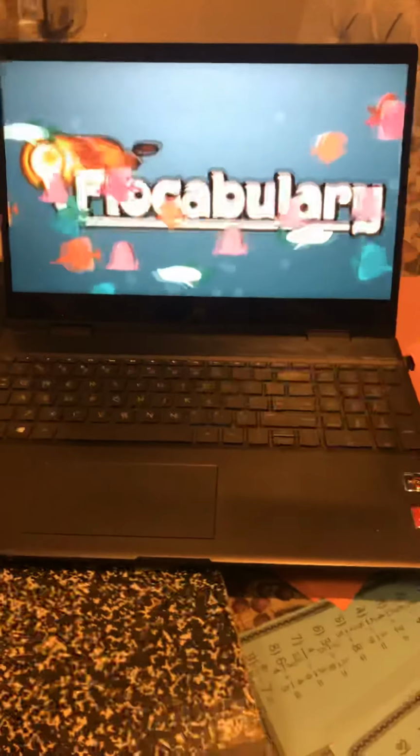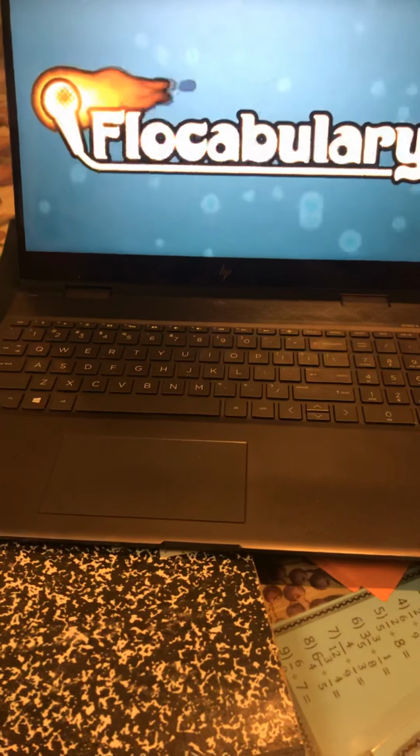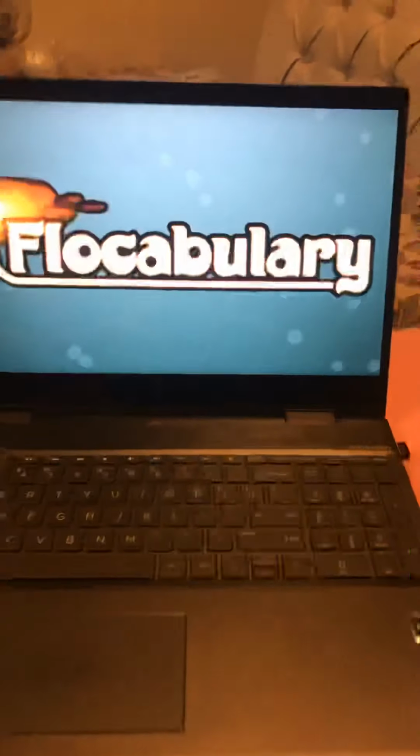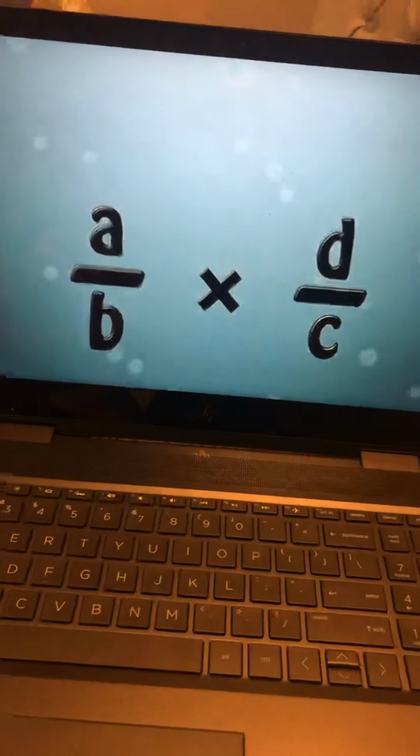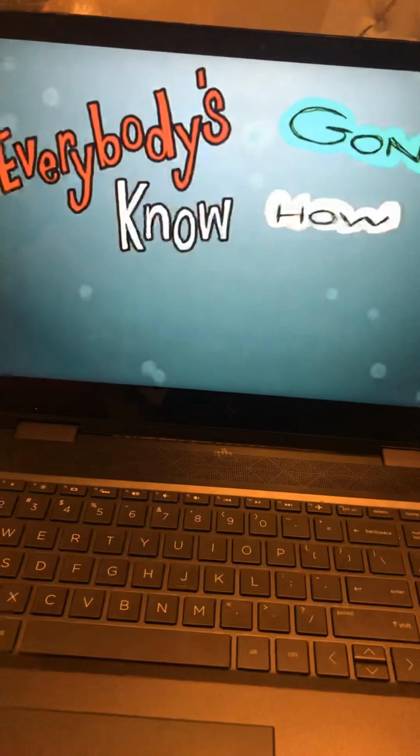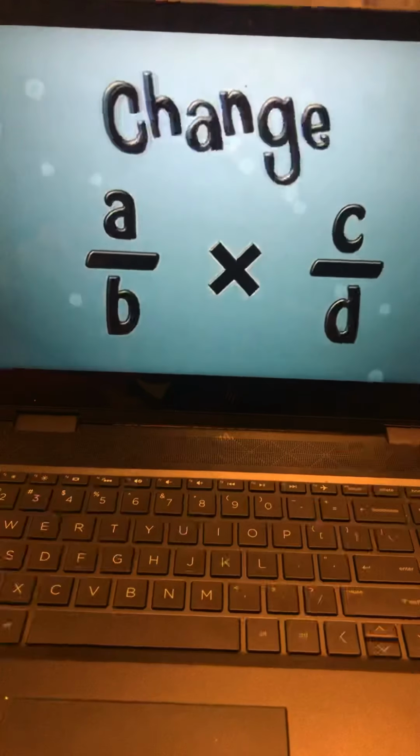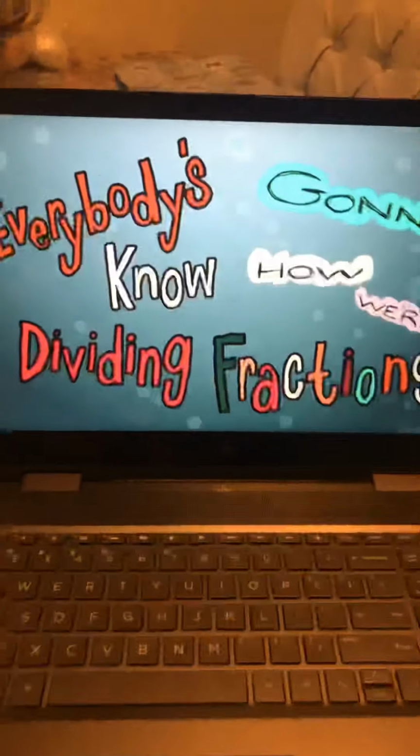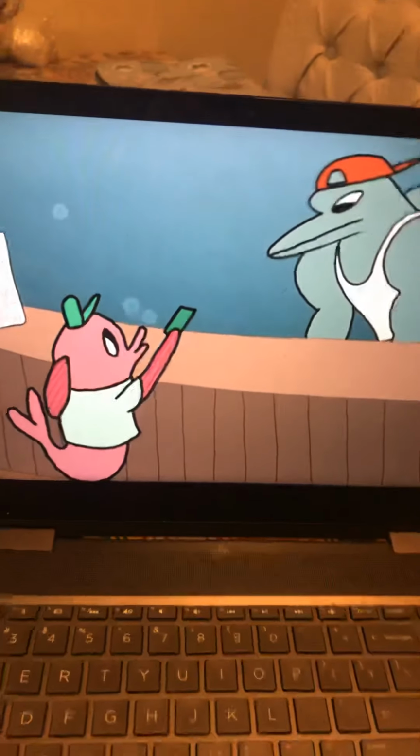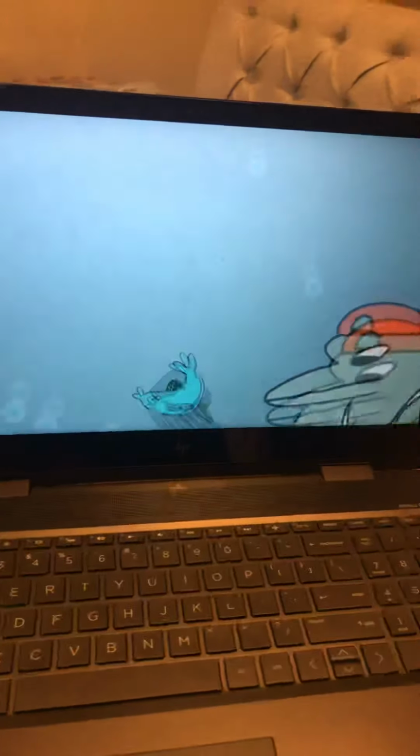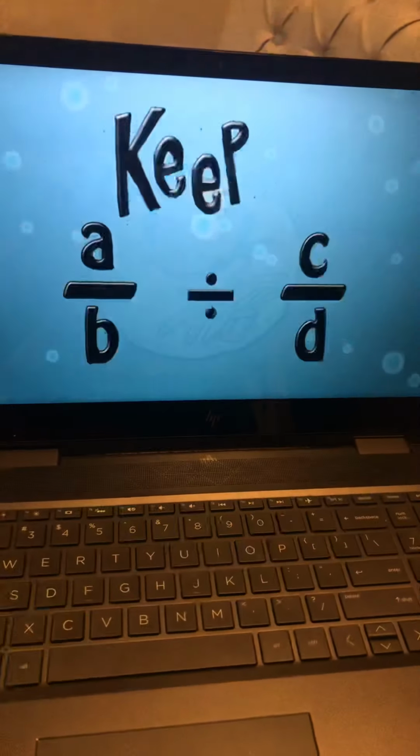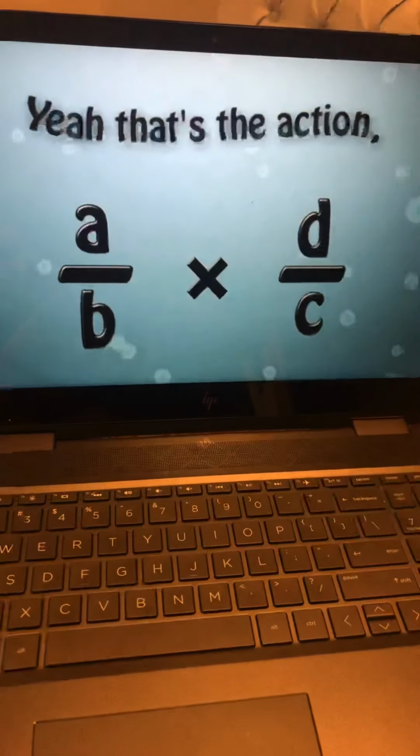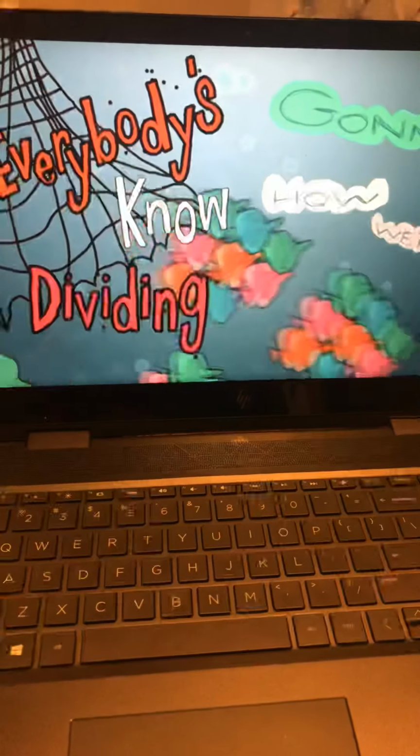Yeah, you know how this go. Keep, change, flip. Simple, right? Divided fractions. Vocabulary. Let's go. Keep, change, flip. Yeah, that's the action. Everybody's gonna know how we're dividing fractions.